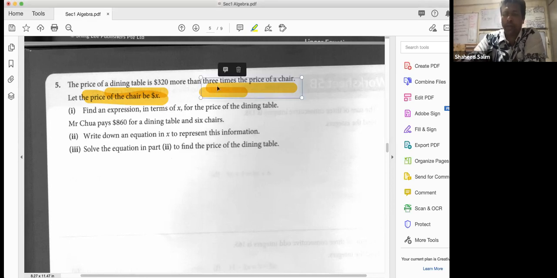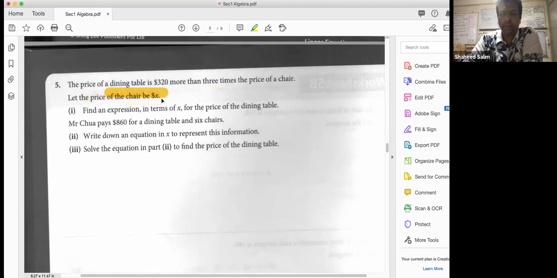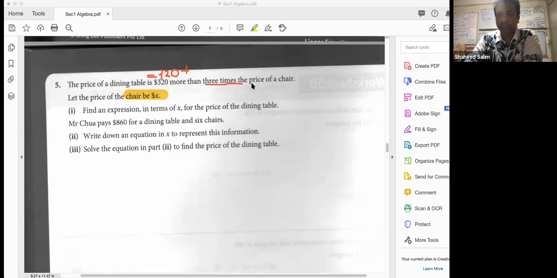But first thing, I want to make sure that Zahira also gets it. So Zahira, first of all, we look down here. They tell us that the price of the chair is X. So one chair means 1X. Now down here they say the price of dining table is equal to $320 more. So 320 plus 3 times the price of chair. Down here the price of chair is X, so times X. So you simplify this.